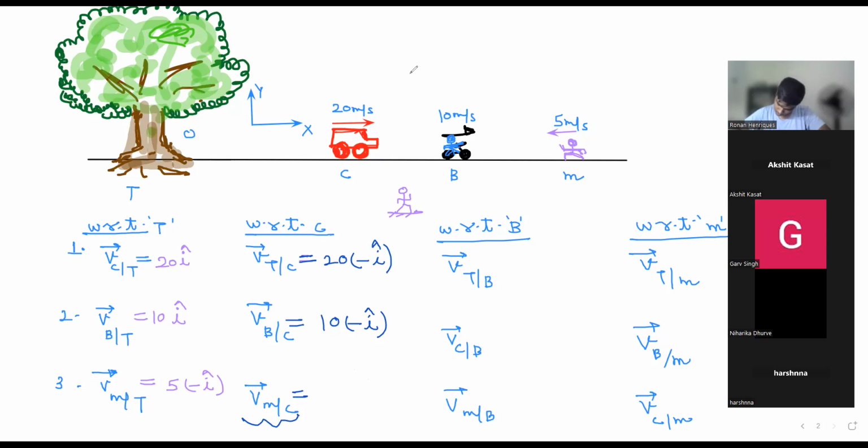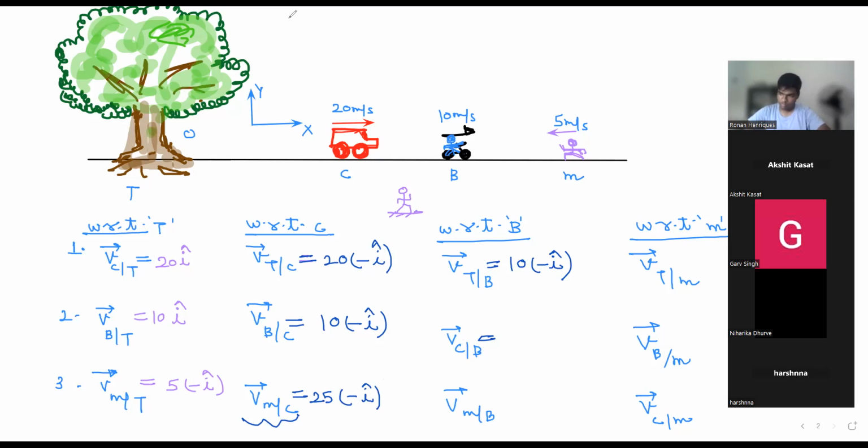Can you write it? Your voice is not audible, beta. Okay. Niharika Dhurve, what is VTB? 10 minus I cap. This is 10 minus I cap. And what about VCB? This is 25 minus I cap. 15 नहीं आएगा बेटा ये.